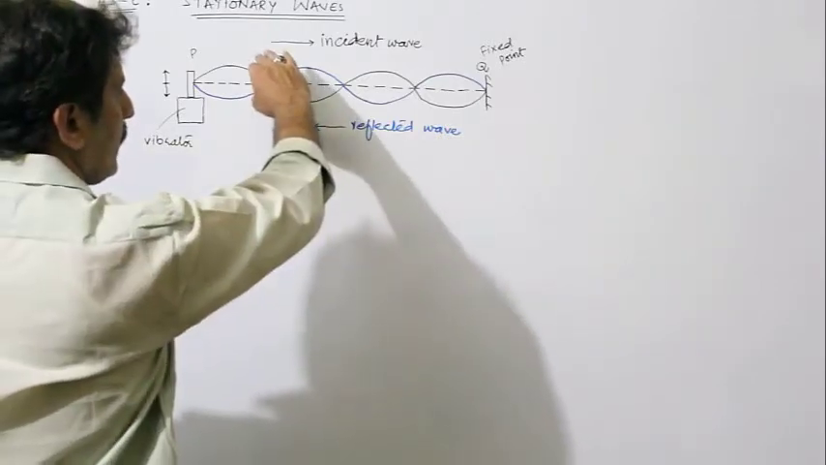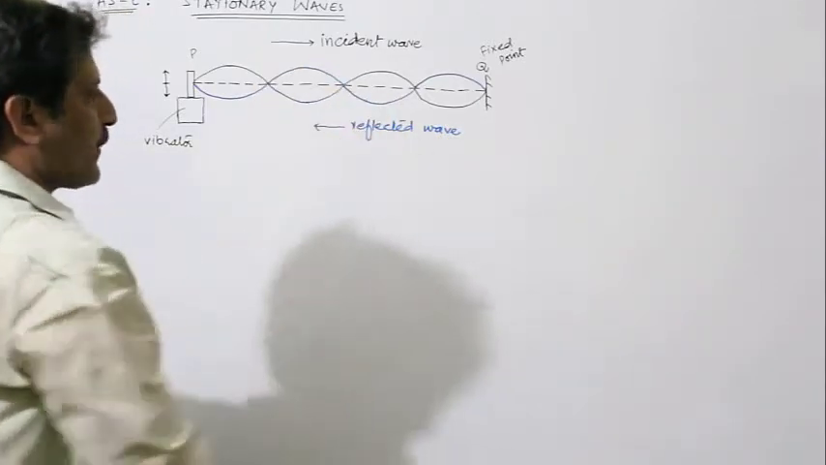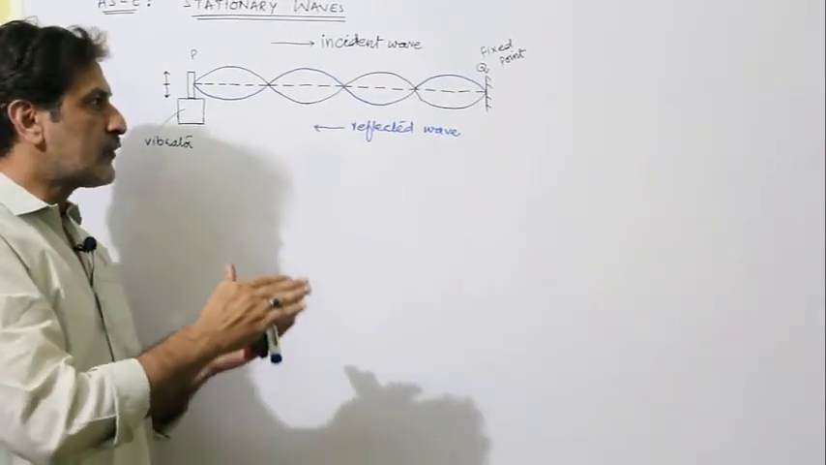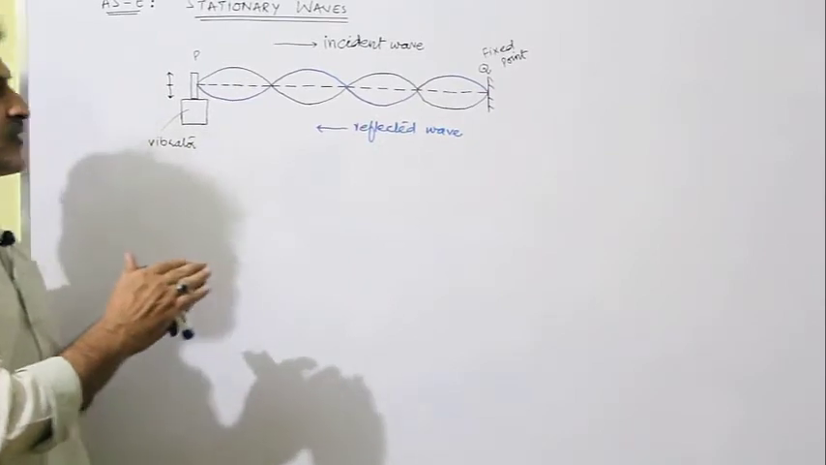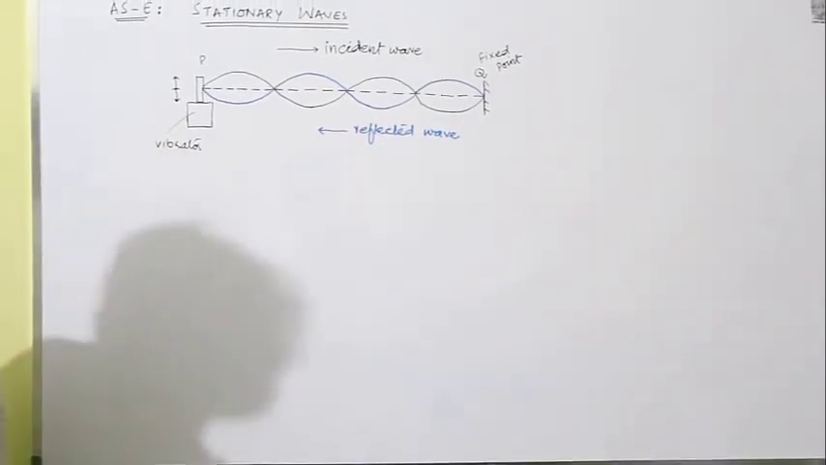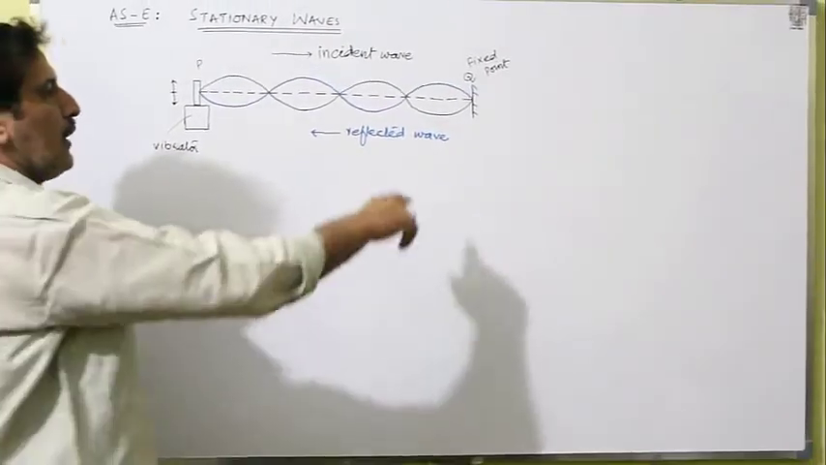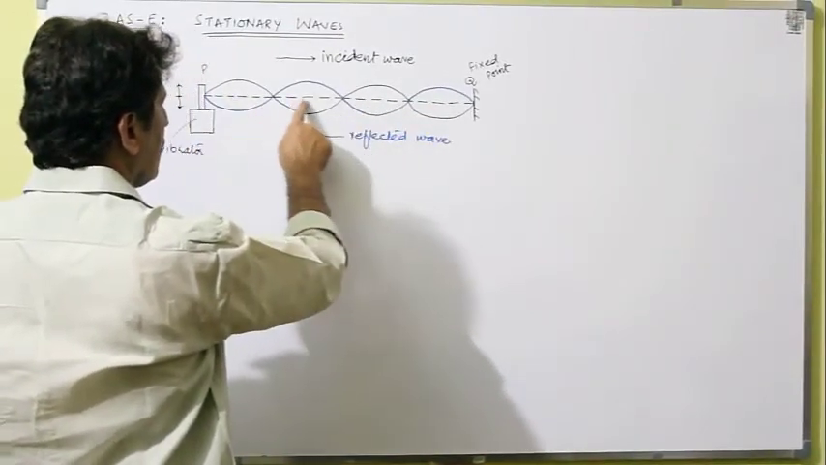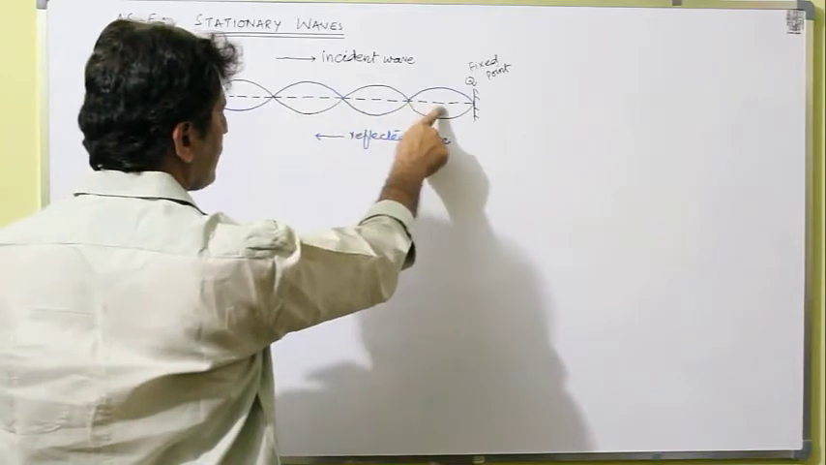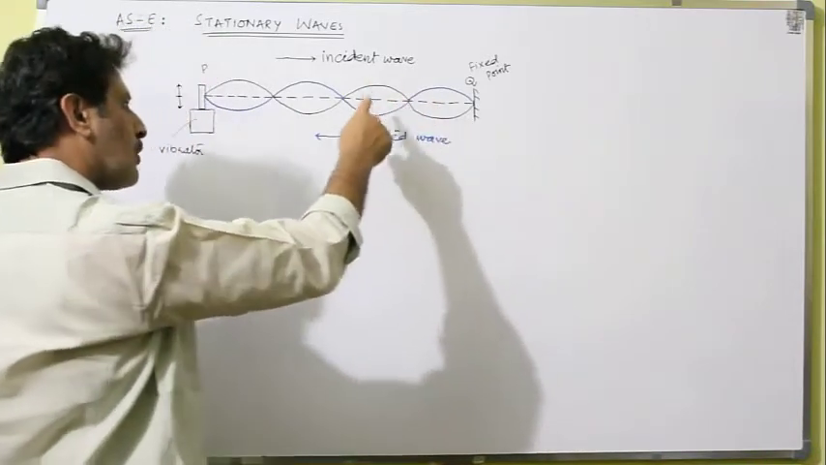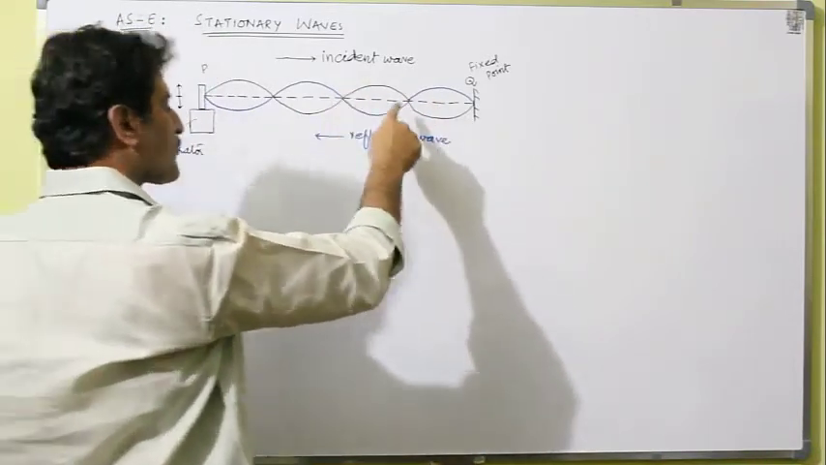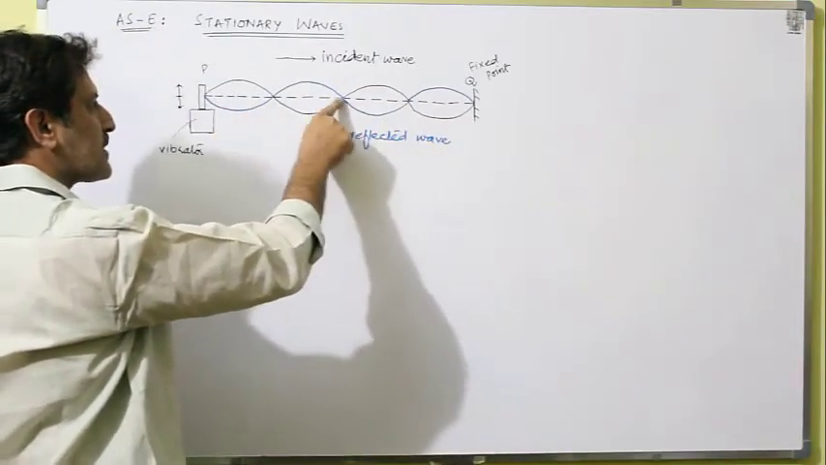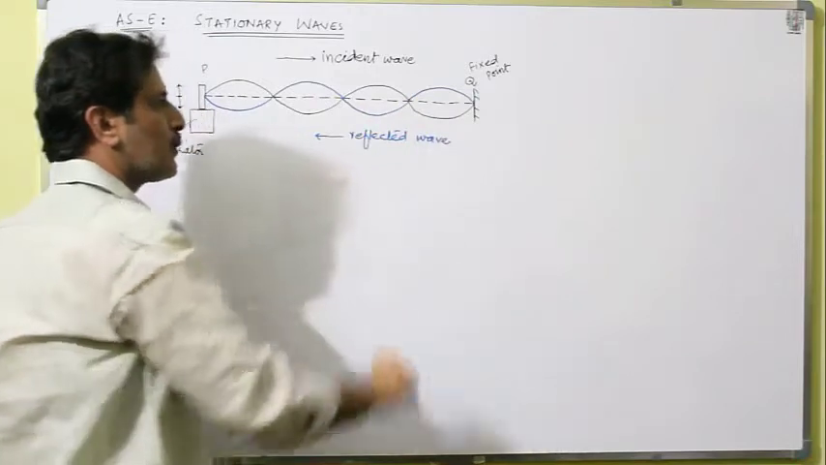Now, these incident waves and the reflected waves interfere with each other, and as the result of the interference, these stationary waves are formed. Now we have different observational points here at which the amplitude of the wave is maximum, and we have also the points on this stationary wave where the amplitude is 0, because these points are lying on the equilibrium position.